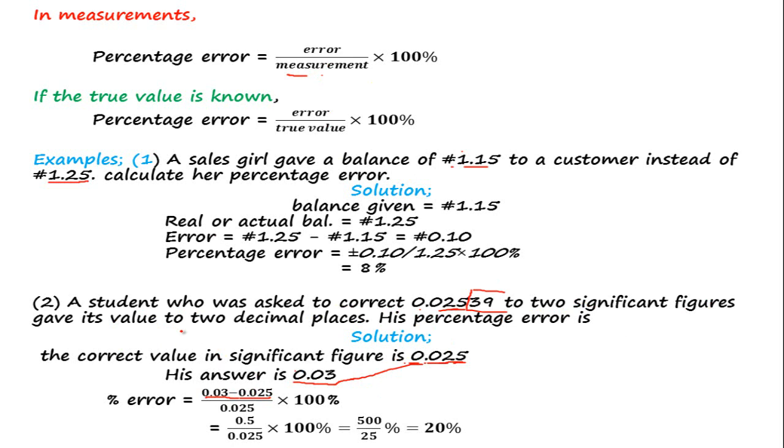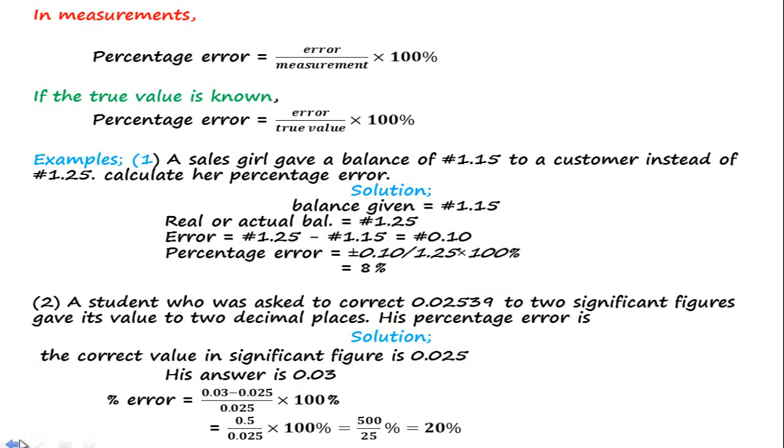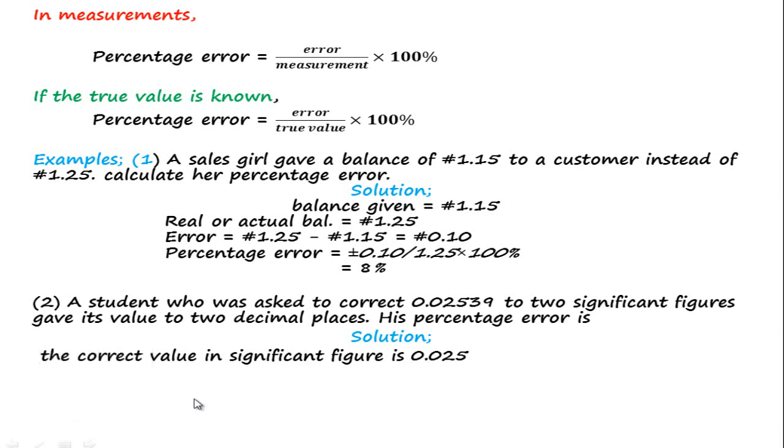Instead, he gave the answer. Sorry, let me explain for good. Let me read it again so that I will not leave you to be confused. A student was asked to correct... Let me do something so that you get it. I'll make sure you get it. I don't want you to be confused, so I'm going to do it all over.